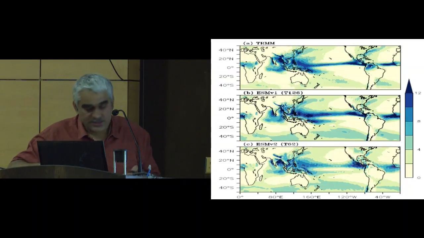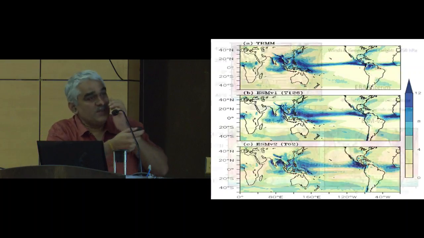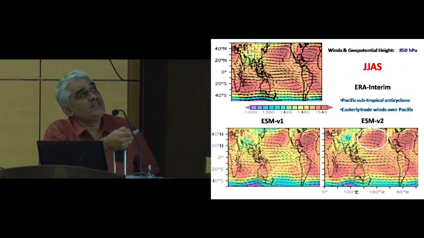It says still the dry bias continues over India. And we also looked at some of the general circulation features from this 300-year run of the ESM2 and the previous version. One of the important things is this is the 850 millibar wind and geopotential height. This is during the June, July, August, September months. We see the summer monsoon cross equatorial flow.